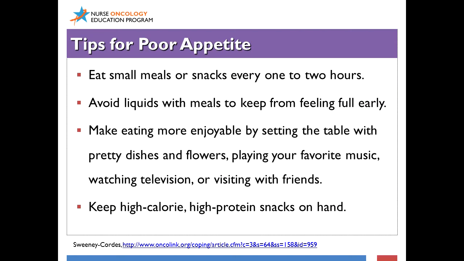So if we move on to this next slide, we look at tips for a poor appetite. Eat small meals or snacks every 1 to 2 hours. Avoid liquids with meals to keep from feeling full early. Make eating more enjoyable by setting the table. I would always encourage my transplant patients when I worked in bone marrow transplant to make sure that they did not eat and sleep and do everything in their bed, that they would get up and go to the table or the couch, and eat their dinners there, maybe on a TV tray, while visiting with friends or watching TV, and that they would always keep high calorie, high protein snacks on hand.